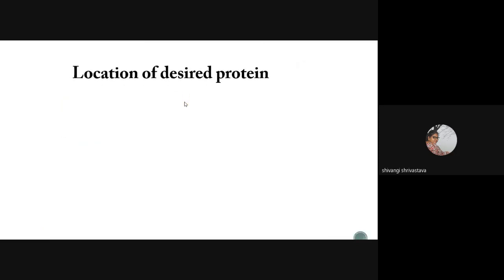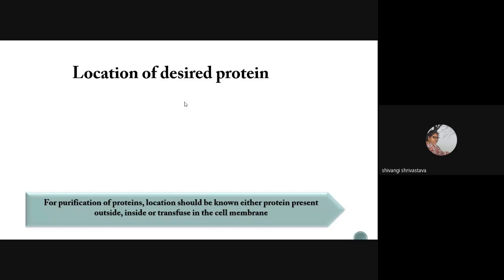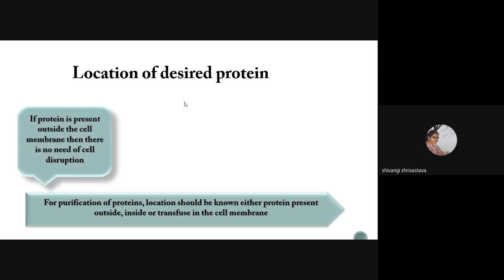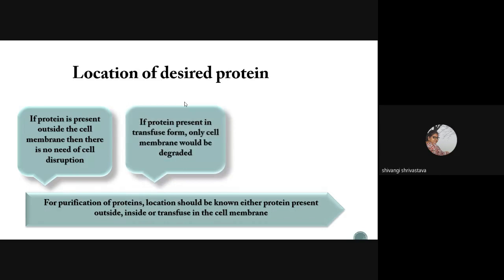So before experimenting, you should know the location of a desired product or desired protein. That is, whether your protein is present outside the cell, or inside the cell, or in the transmembrane. So why do we need this knowledge of location? Because if your protein is present outside the cell membrane, then there is no need of cell disruption technique, and you can take it with the help of enzymatic or chemical treatment easily, without disrupting or disturbing any cell.